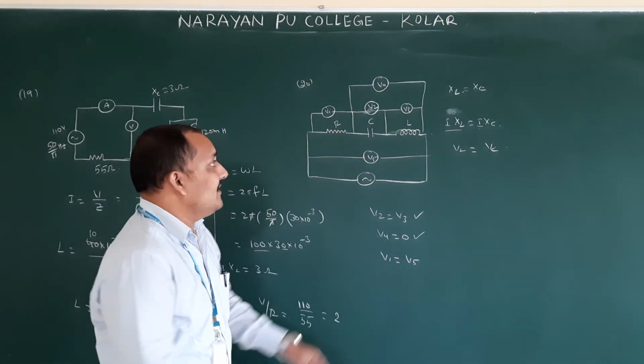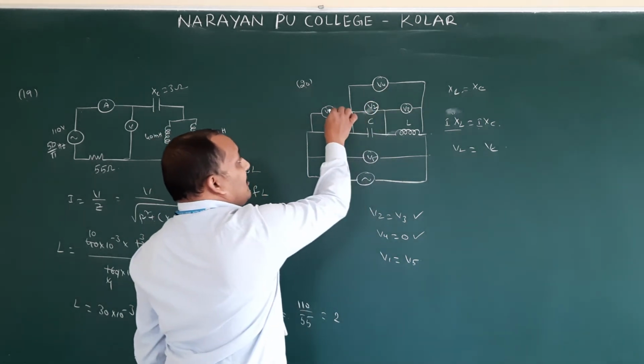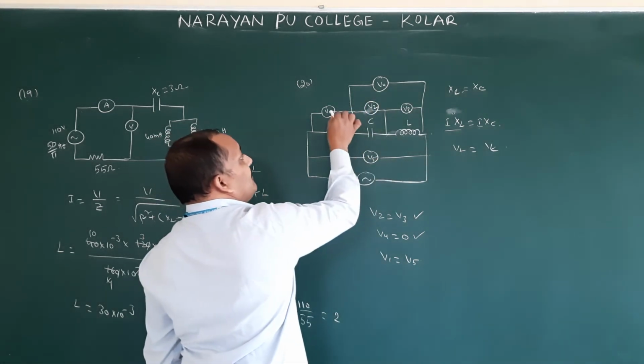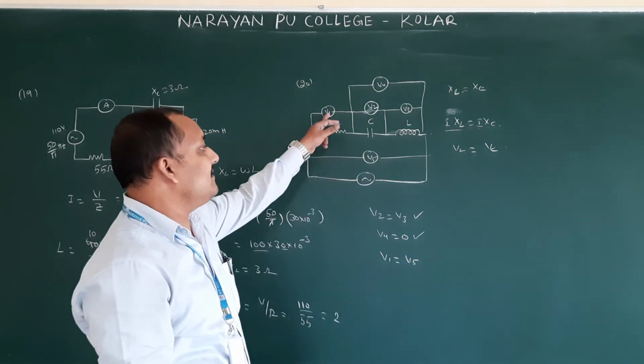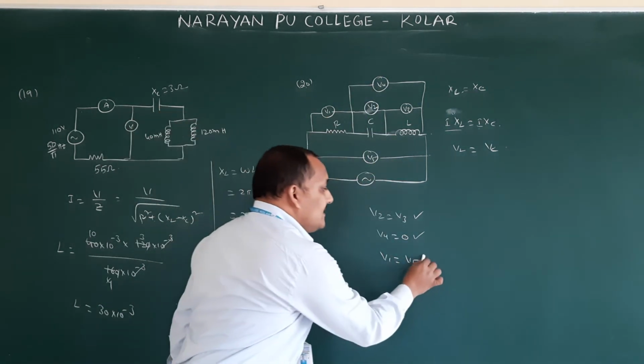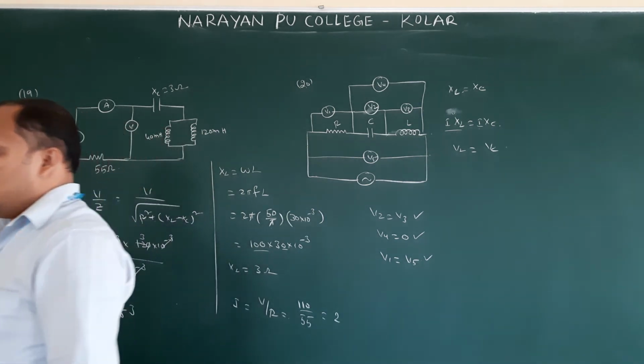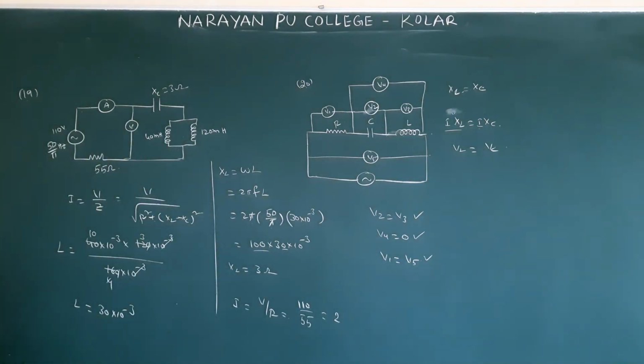Next, V1 equal to V5. V5 is nothing but the root of V1 square plus V4 square. V4 is 0, so V1 equal to V5. Therefore, this is also correct. Therefore, all are correct. Option 4 is correct.